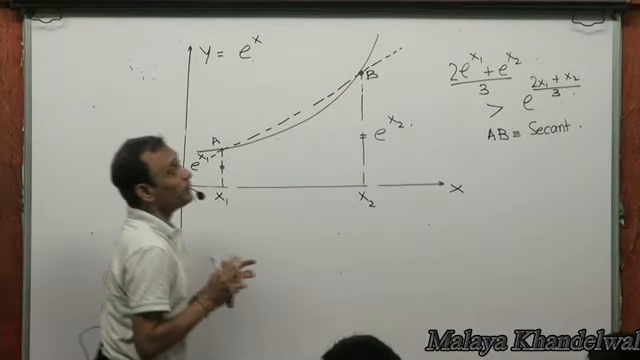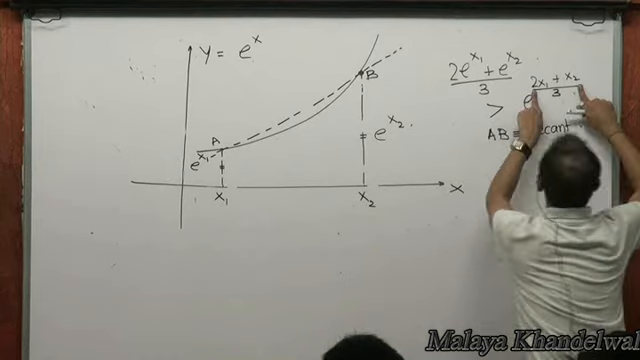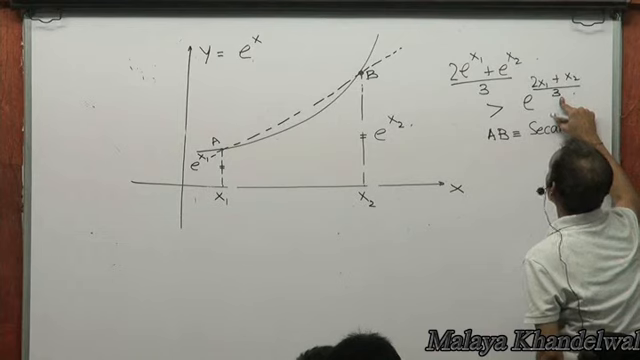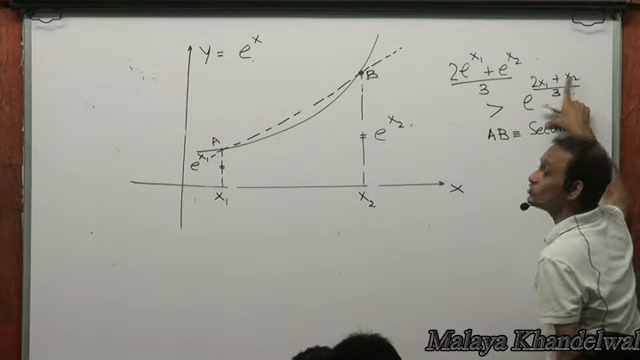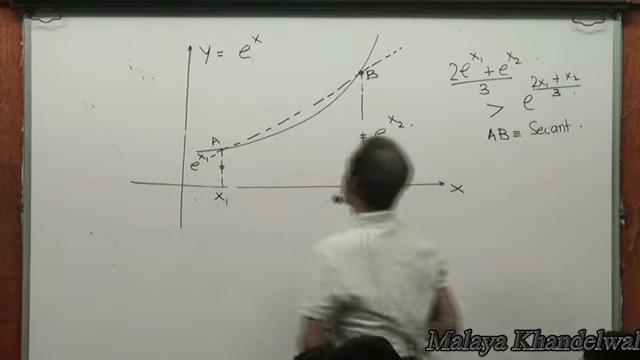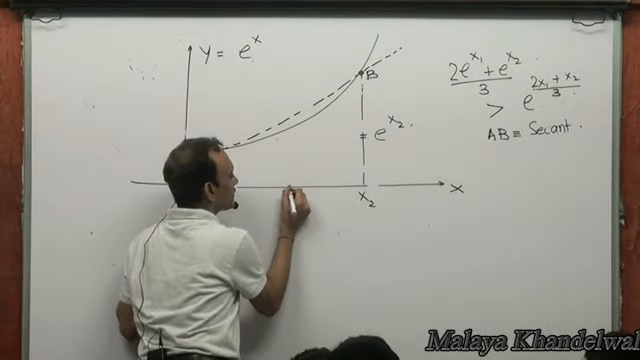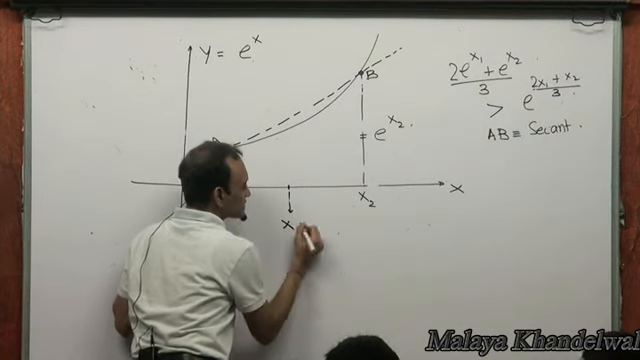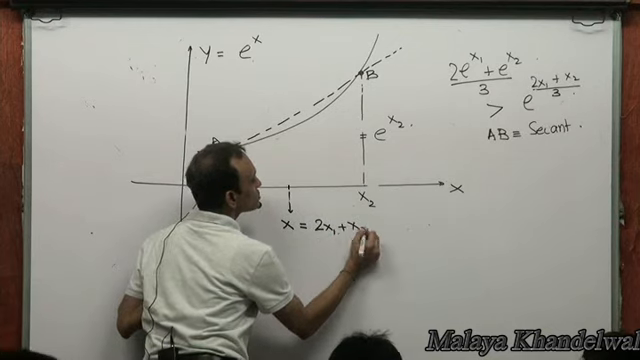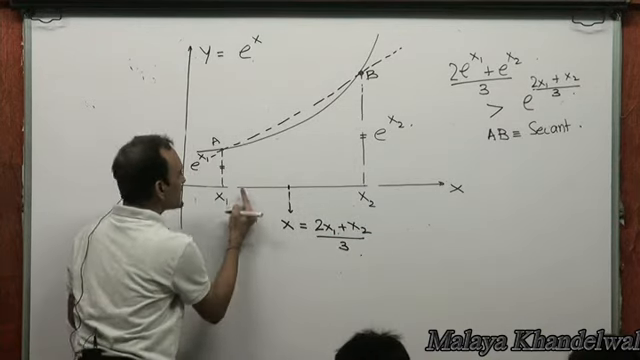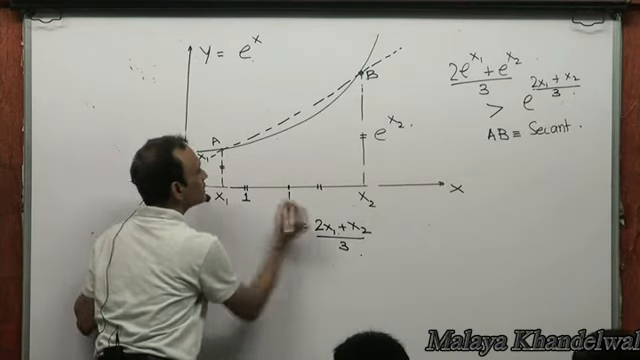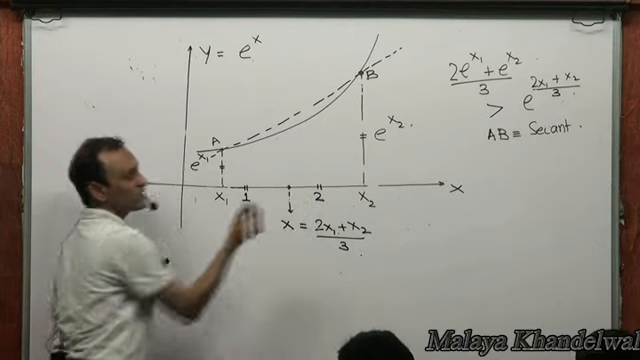Now, let me locate this point, 2x1 plus x2 by 3. 2x1 plus x2 by 3 is an x that divides the line joining x1 and x2 in the ratio 1:2. Yes or no? Section formula, right? So there is a point x which is 2x1 plus x2 by 3, and this is to this is 1:2. That must be this x. Yes or no?